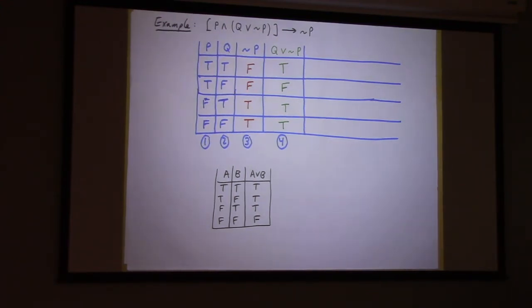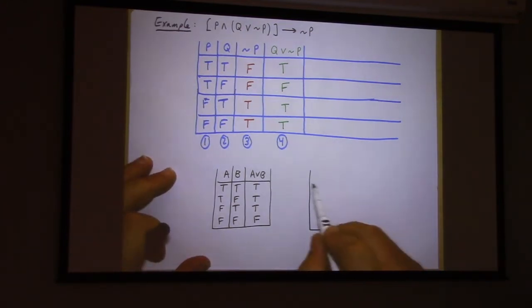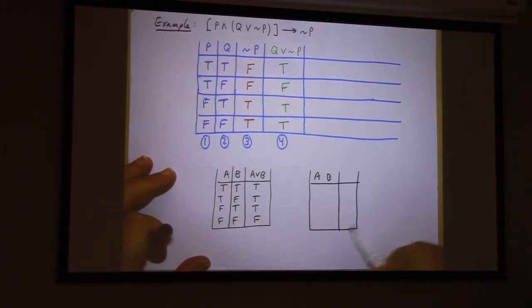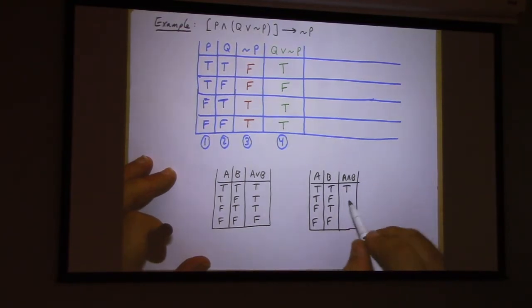Now, what's the truth table for conjunction? So true, true, true, false, false, true, false, false. What's the rule for conjunction? Remember, true, true is true. Everything else is false, right?